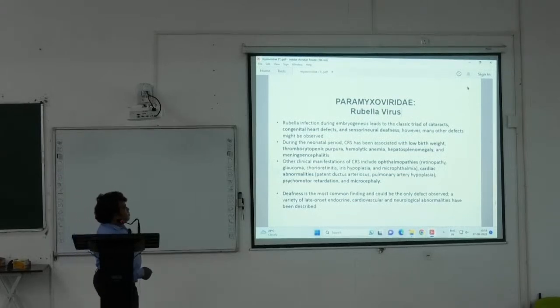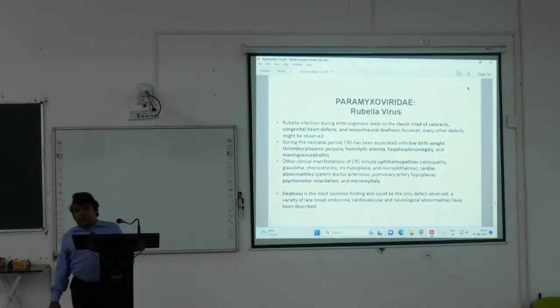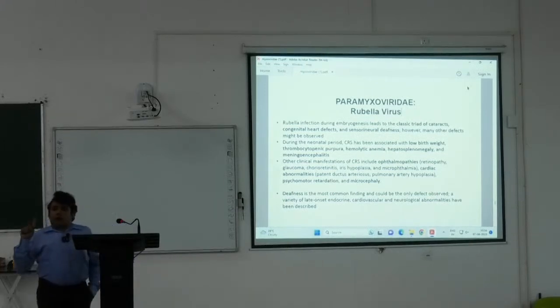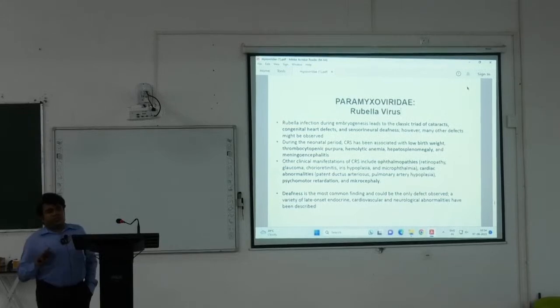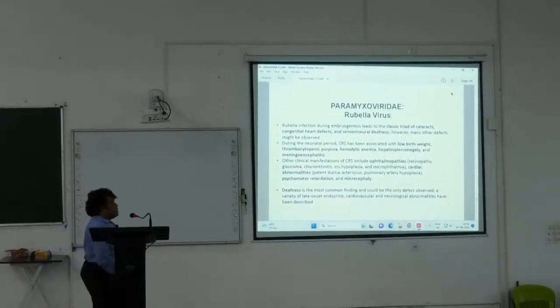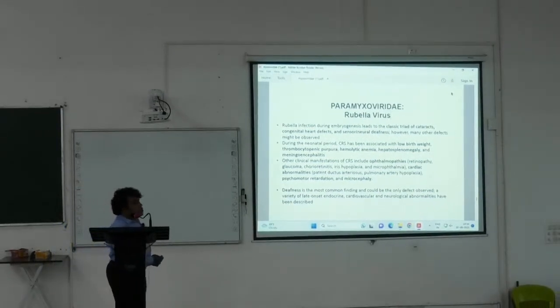Now come to the congenital defects. If the infection occurs prior to 10 weeks, there is a classical triad of cataract, congenital heart disease and sensorineural deafness. Okay. Cataract, heart disease and sensorineural deafness. This is called the classical triad of congenital rubella syndrome.